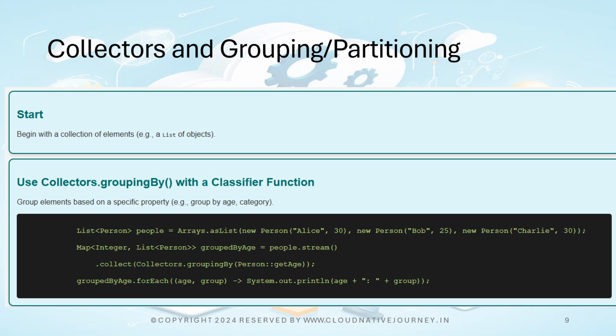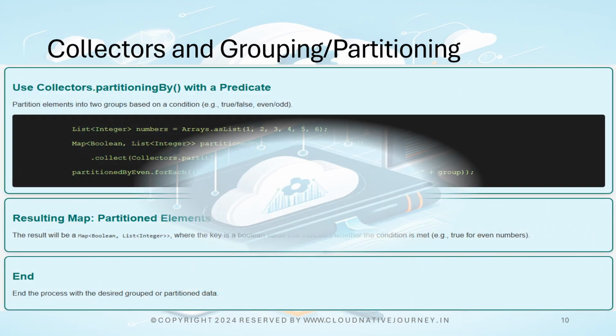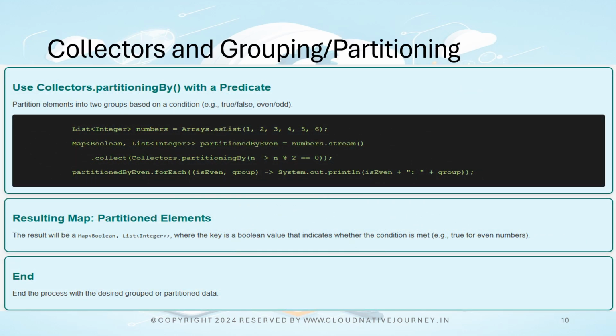So here you can see the example. We are grouping by age. And another example, the partitioningBy, where we are partitioning by even. So if you want to partition your list into two categories, Collectors.partitioningBy makes that simple as well. These new collection operations allow you to do complex grouping and partitioning with just a few lines of code.